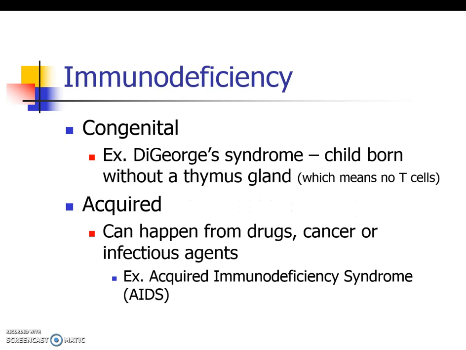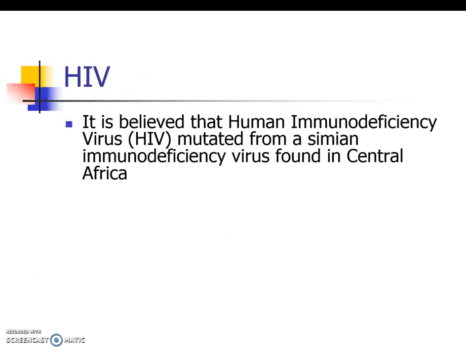And then acquired immunodeficiency can happen from drugs, from cancer, or from infectious agents. The main one when we're talking about an acquired immunodeficiency is AIDS, or acquired immunodeficiency syndrome. HIV, or human immunodeficiency virus, is the virus that causes AIDS. So HIV is the virus, AIDS is the disease that it causes.